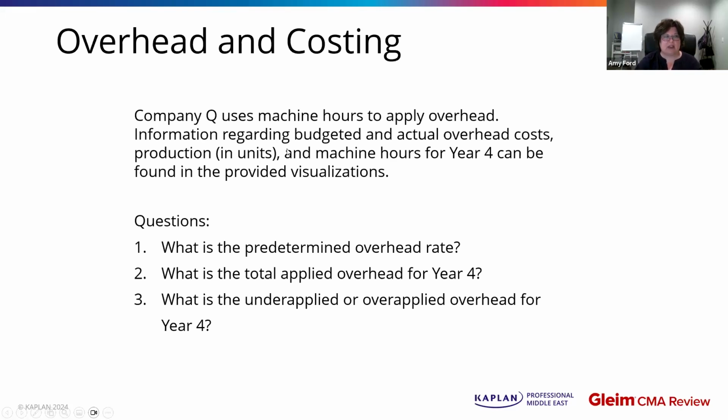Here is an example of information that you would be provided. Company Q is using machine hours to apply overhead. We're provided budgeted and actual overhead cost. And that's how we're going to be provided the data in the visualizations. And I'm going to show you those visualizations. But what types of questions could you see on your exam related to overhead and costing? The CMA exam, you would need to be able to calculate your predetermined overhead rate, how much overhead is applied in year 4, and what is the under or over applied overhead for year 4.